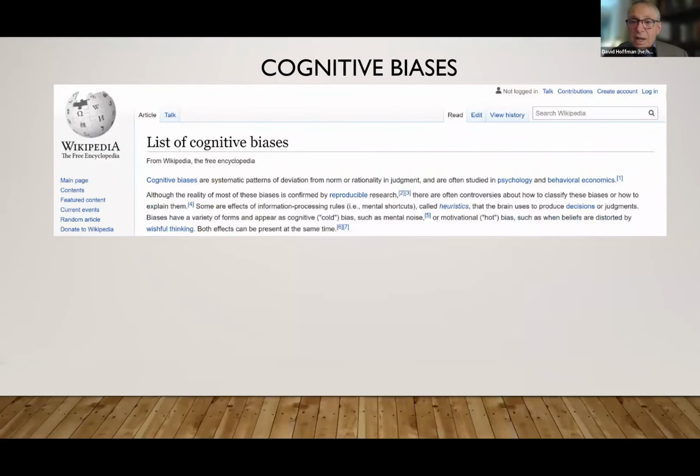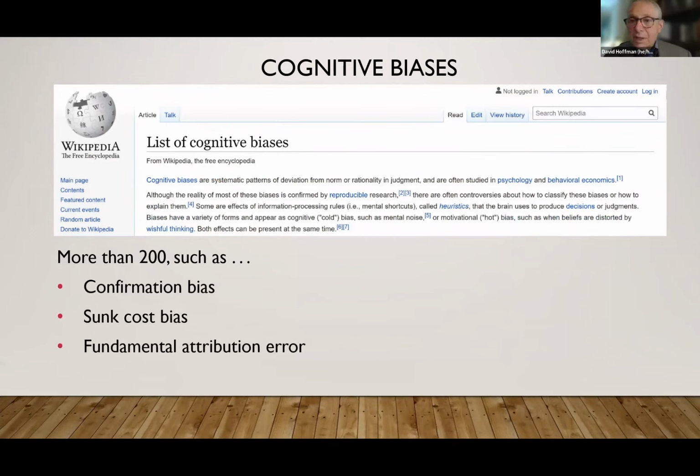But the reality is our thinking is often distorted by cognitive biases. Wikipedia lists more than 200 of them. The ones I listed here, like confirmation bias, are probably very familiar.